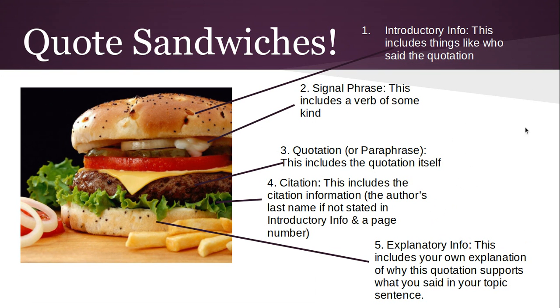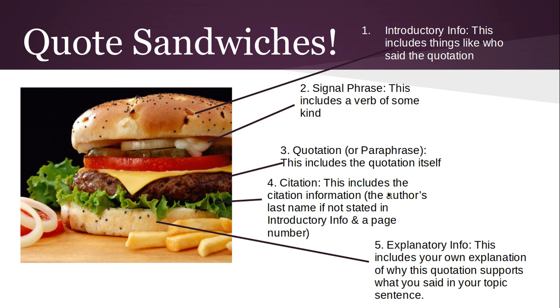In a quote sandwich, the first thing that you see is the introductory info. This is where you tell readers things like who said the quotation or who is speaking, so this is where you're borrowing the information from. After that, you have the signal phrase, and remember that this includes a verb of some kind, like the author states or the author claims. Then you have the quote itself or the paraphrase.